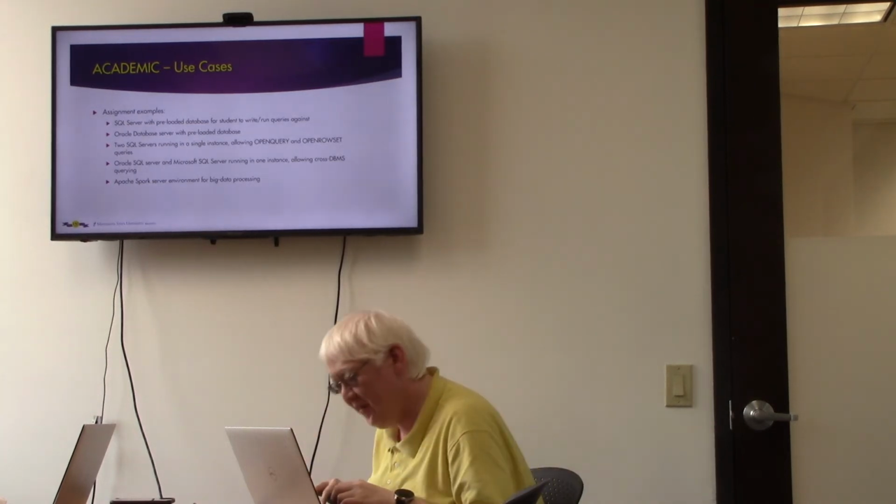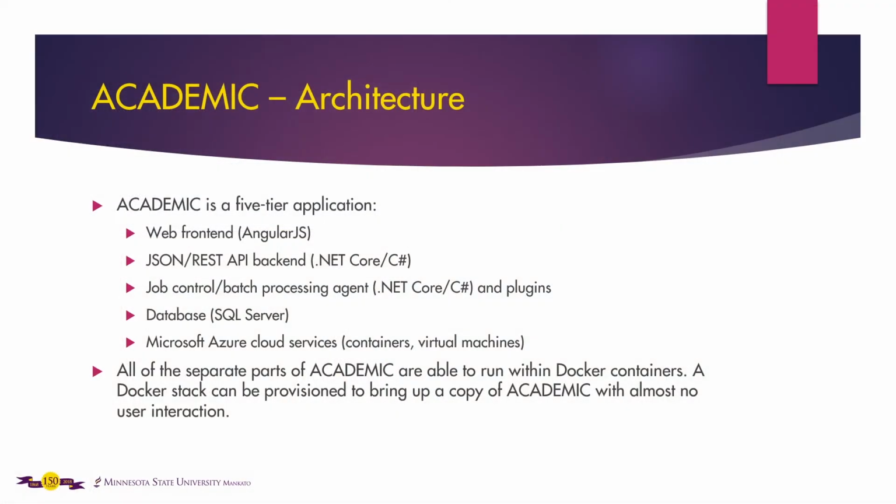So I'll just talk really quickly about the architecture of the application. It's a 5-tier application. We have a front end that's written in AngularJS. We have the API, which that front end communicates with. That's a .NET API. And then we have job control and batch processing agent. This is a key piece of this because this basically allows parallelism. So 5, 10, 15, 20 students can all be starting and stopping and managing containers all at the same time without the web UI just bogging down.